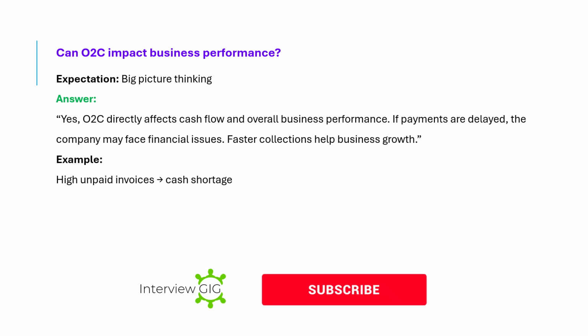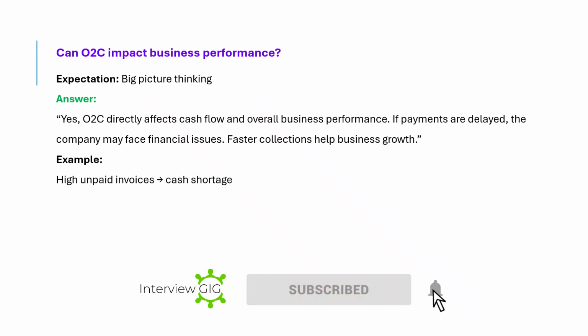Can O2C impact business performance? Expectation: big picture thinking. Answer: yes, O2C directly affects cash flow and overall business performance. If payments are delayed, the company may face financial issues. Faster collections help business growth. Example: high unpaid invoices, cash shortage.